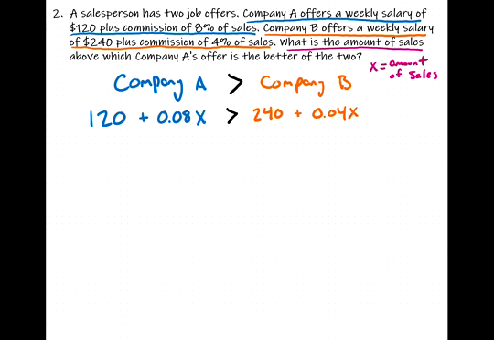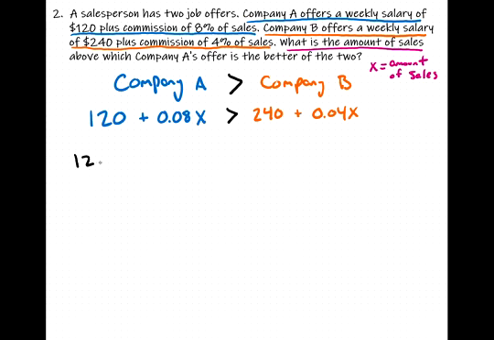Okay, now let's switch back to black so we don't have all these colors floating around. But the initial setup, and the colors are based on what's underlined in the problem. Here is a mathematical statement for company A, what they're paying you. Here's a mathematical statement for company B. And we want to know, when is A greater than B? That makes A a better offer. So for what amount of sales, or for what values of X?